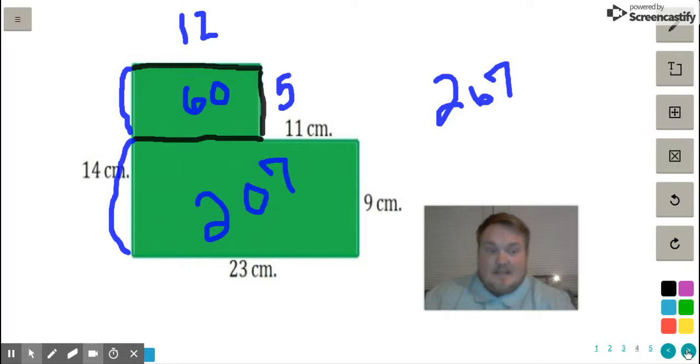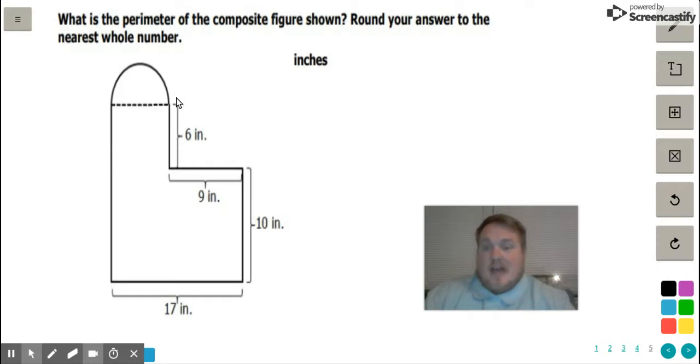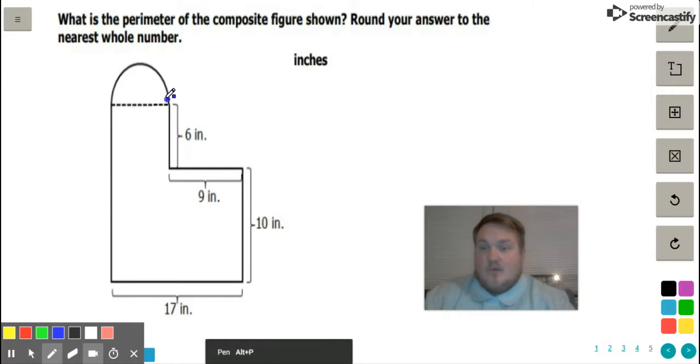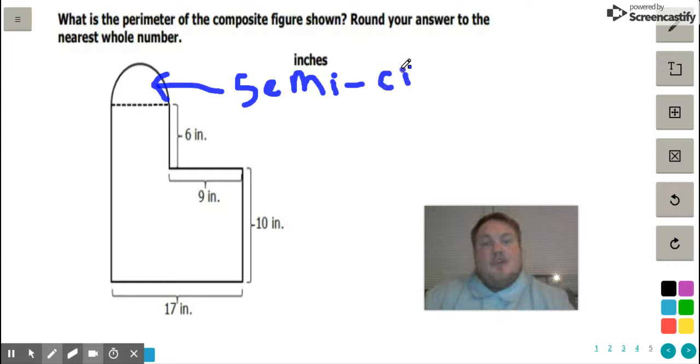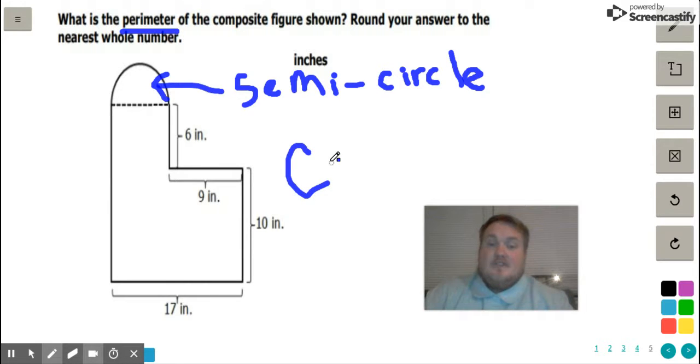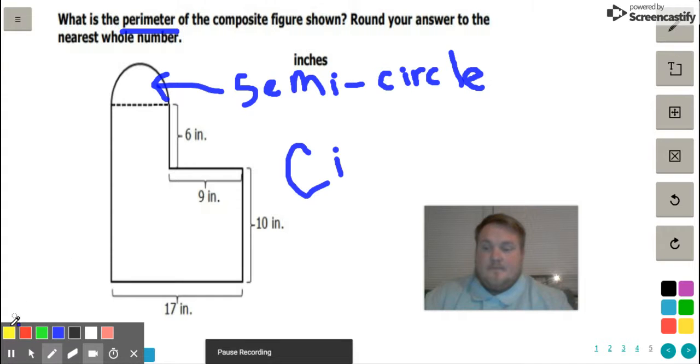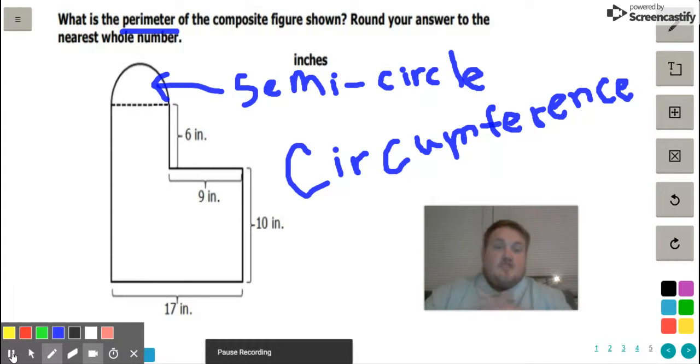The last piece is if you have a shape like that with a half a circle, okay, that's a semicircle. It's only half of a circle. You're still going to use your formula for a circle, but you're going to divide your answer by 2 because you only have half of the circle. And if it's looking for perimeter, remember the perimeter of a circle is your circumference, okay? It's a circumference formula. Circumference.